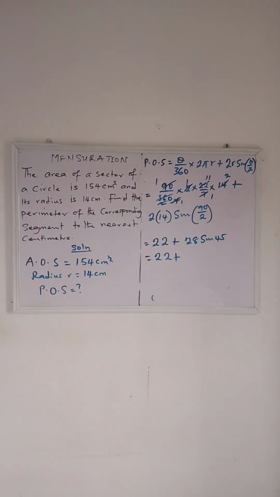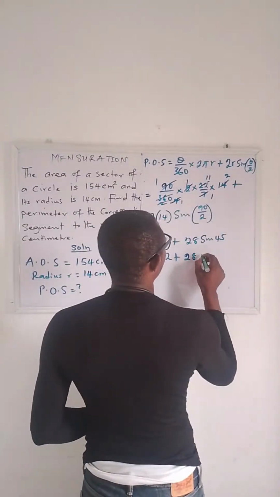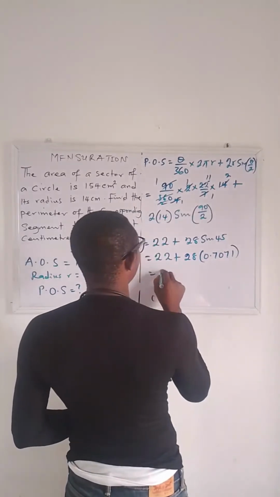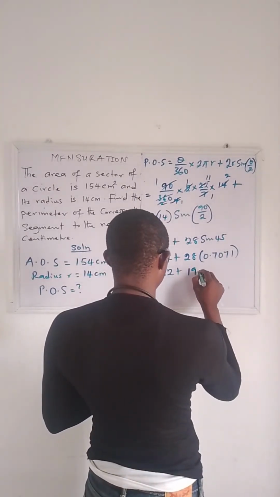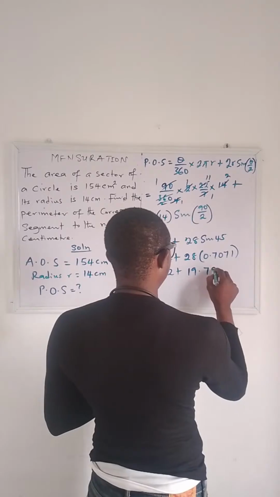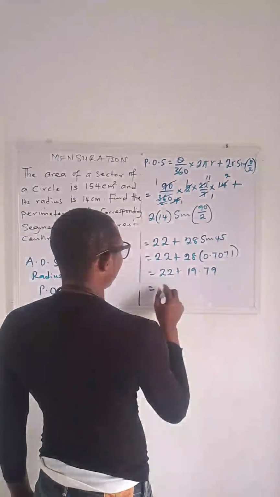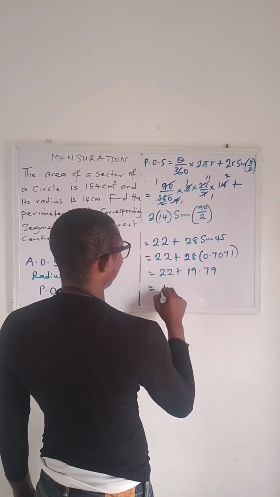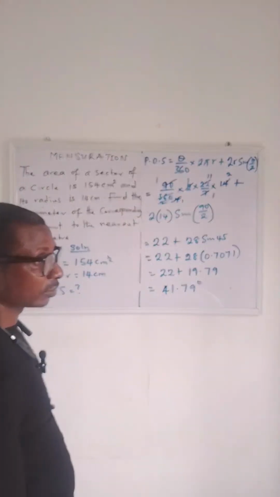Okay, if you check very well, you should be having something like this. We have 28 and 0.7071. So you multiply that by 28, you have 19.79. When you add together this and this, you have 41.79.